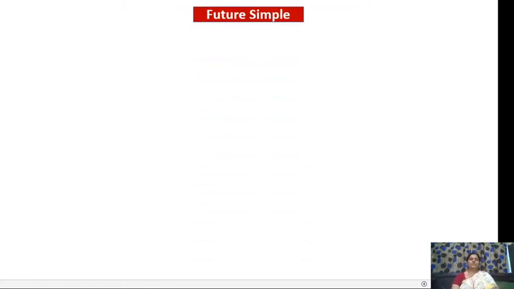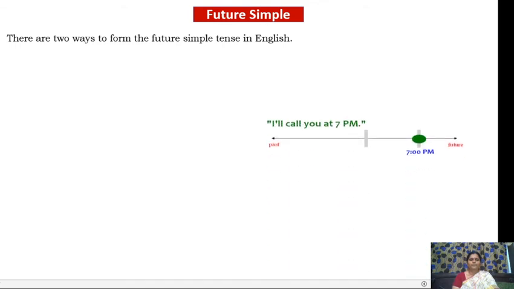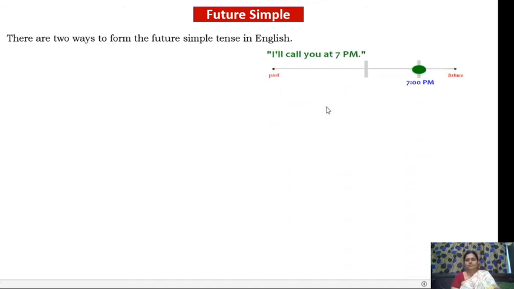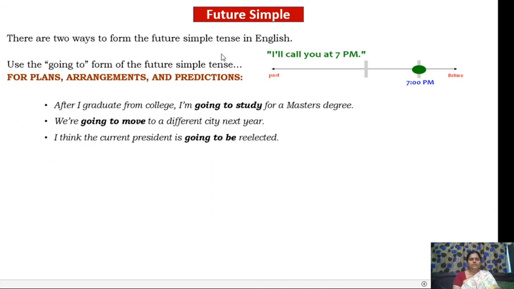Now let us see future tense. There are two ways to form simple future. So this is the basic form of the sentence. I'll call you at 7 p.m. I is the subject plus will is the indication for future tense. The verb is in V1 form only. So let us see. We have two ways to use this simple future tense. One way is we use the going to form to represent the simple future tense. When we use this, instead of using will, we use going to.